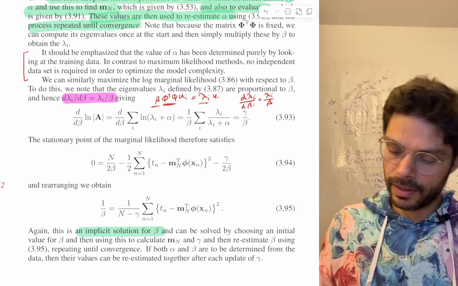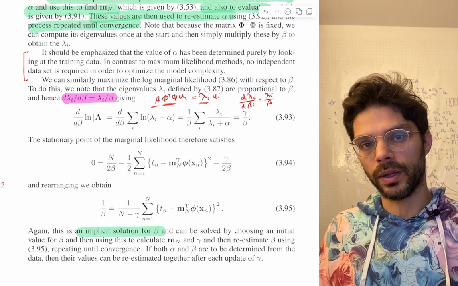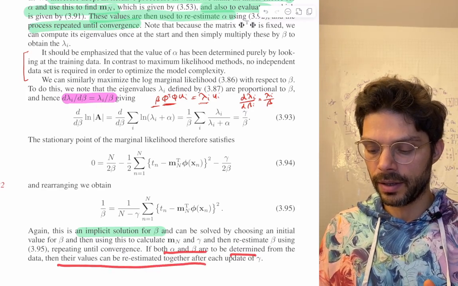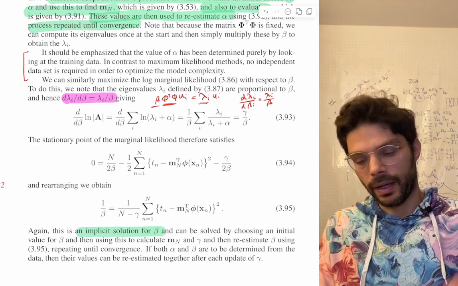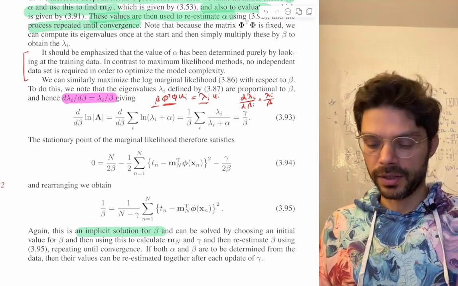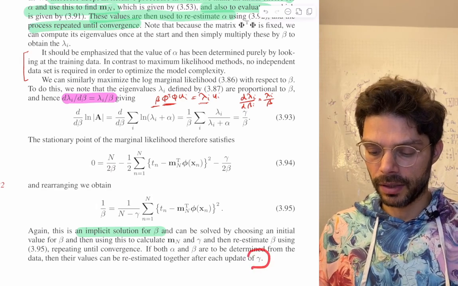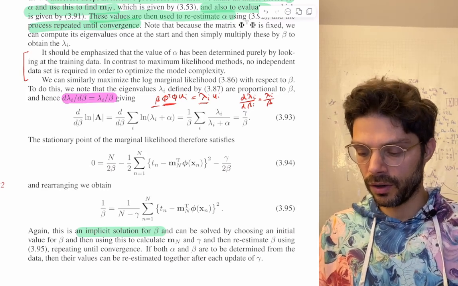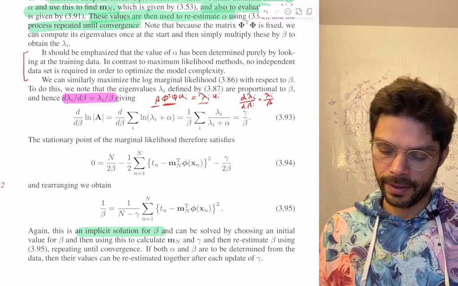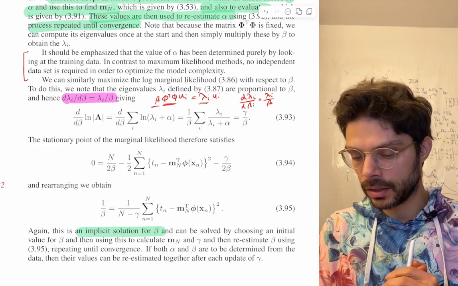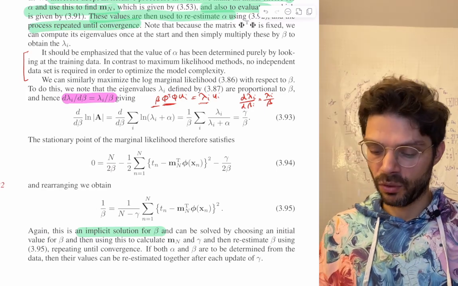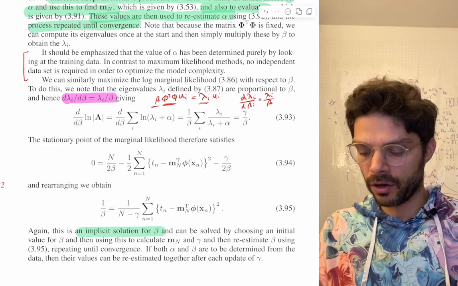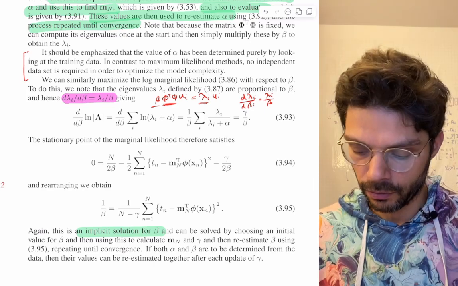And then he says, look, in both these cases, we assumed that the other one was known. If both alpha and beta are to be determined from the data, then their values can be re-estimated together after each update of gamma. I haven't tried this. I haven't tried the other ones either, but I haven't checked this basically. But there is an order in which you do it. So you first figure out gamma, and then you update the alphas and betas. Okay, cool. So you have to do these iterative things. Sometimes the order in which you do these iterations matters, so something to play around with. But in principle, you can do it, which is essentially what he's saying here.